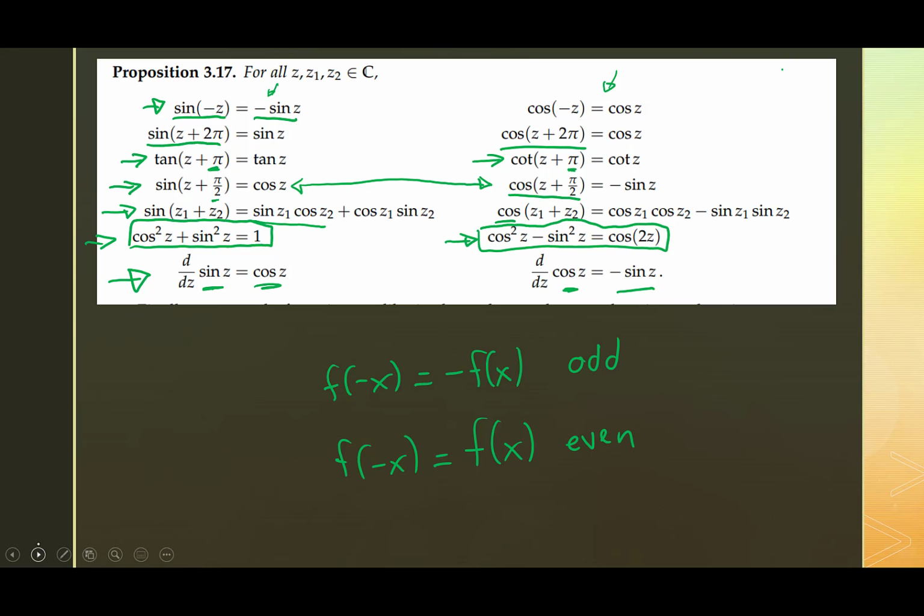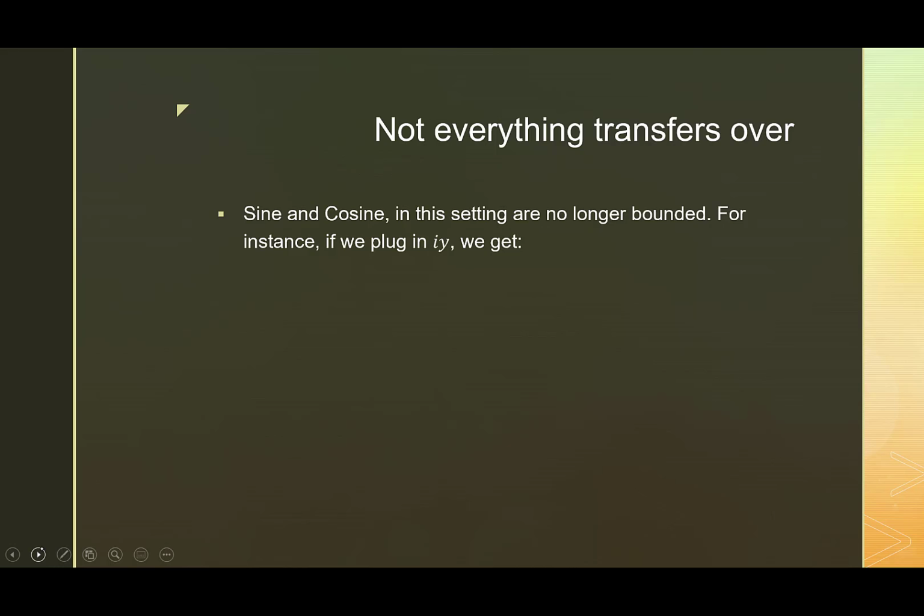If you think about sine and cosine in the real case, remember the range of sine and cosine was negative 1 to 1, right? They never got above 1. They never got below negative 1. Well, one difference between complex sine and cosine and real sine and cosine is that complex sine and cosine are actually unbounded, meaning we can make them as big as we want to. Okay, now, how do you see that?